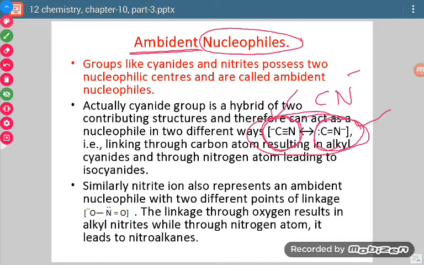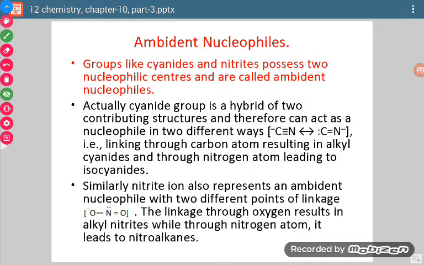Because of the existence of the resonance phenomenon, a particular nucleophile can get attached by either of the two atoms. Just like in case of cyanide, it can attach with C also or with N also. It depends on which structure it is existing in.